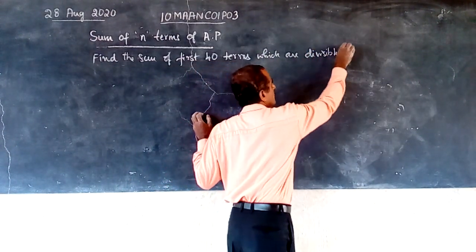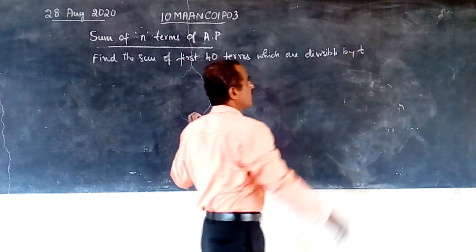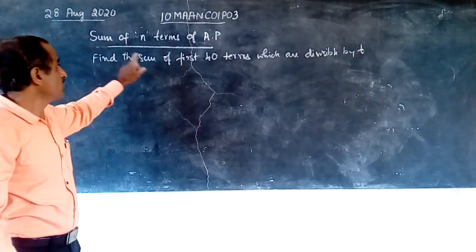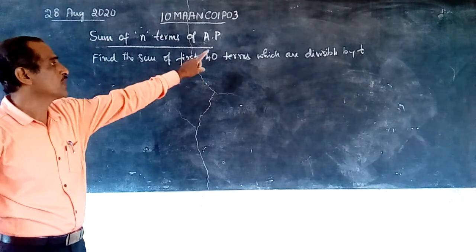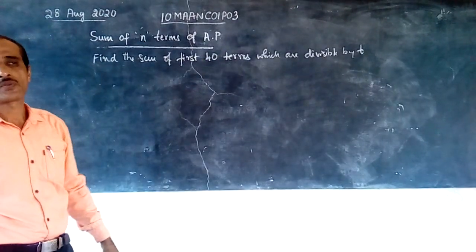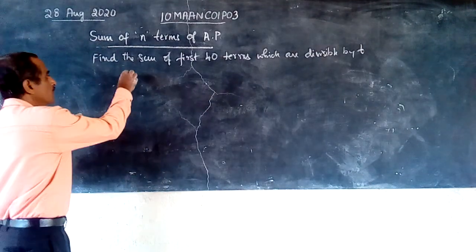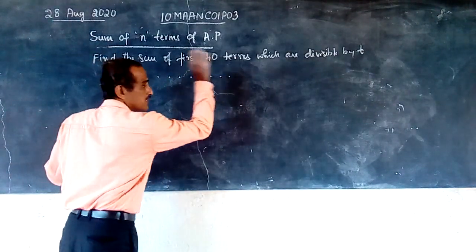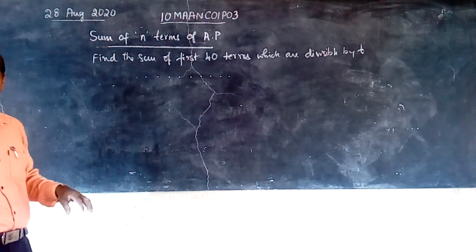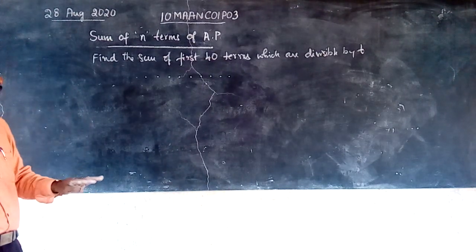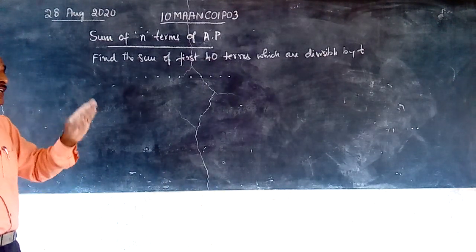Divisible by 6. See, this is a question: find the sum of the first 40 terms which are divisible by 6. How to do this type of question? First 40 terms, 40 numbers are there. Number of terms is 40. First 40 terms which are divisible by 6.